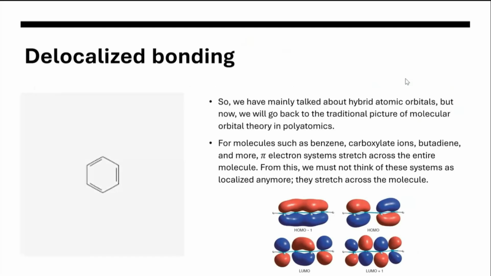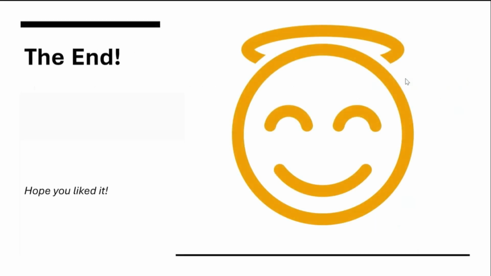Now we're going to end off with the concept of delocalized bonding, which is pretty simple. So we've mainly talked about hybrid atomic orbitals, but now we'll go back to a traditional picture of molecular orbital theory in polyatomics. So for molecules such as benzene, carboxylate ions, which are just deprotonated carboxylic acids, butadiene, and more, what we can see is that for pi electron systems, which basically arise from that side-to-side overlap of p orbitals, these pi electron systems can stretch across the entire molecule. So that shows a limitation of just the traditional hybrid atomic orbital concept. So that's just a small note there. And yeah, that's mainly the end.